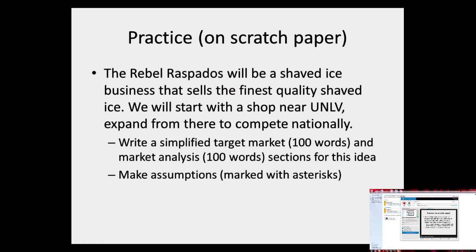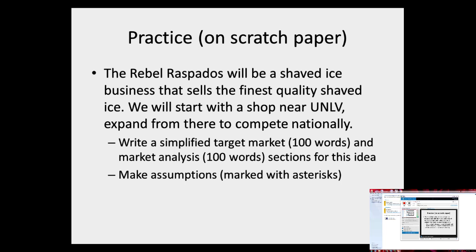So one thing I want you to think about is how would you write that? How would you write a simplified target market and market analysis section for this idea? So I want you to practice that. I'll give you time to practice that on your own, and we'll talk about it in class. Please ask me if you have any questions.